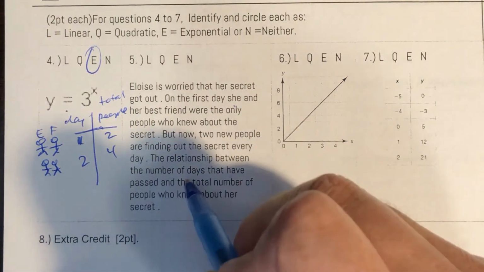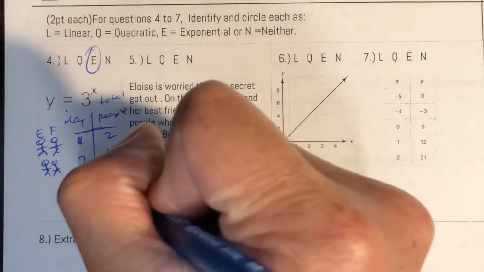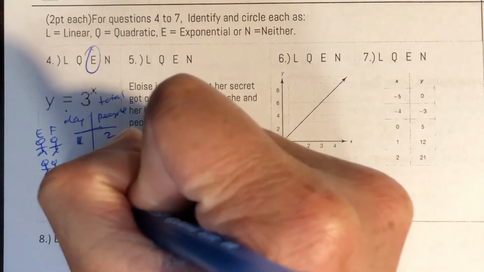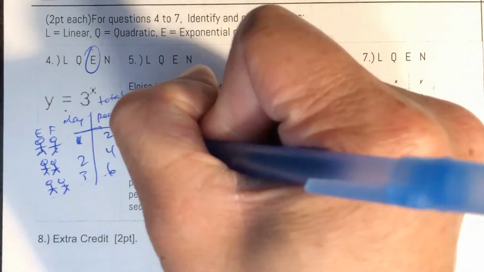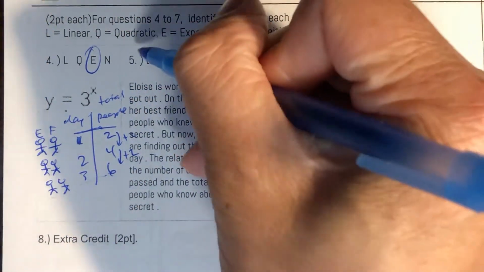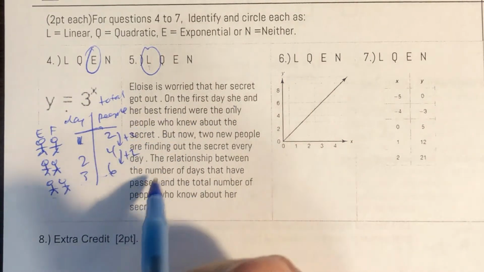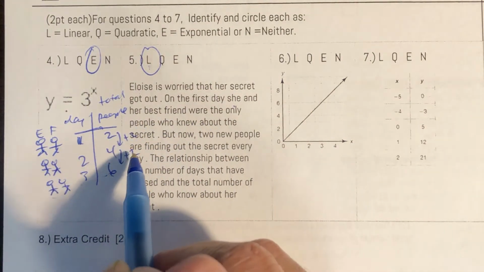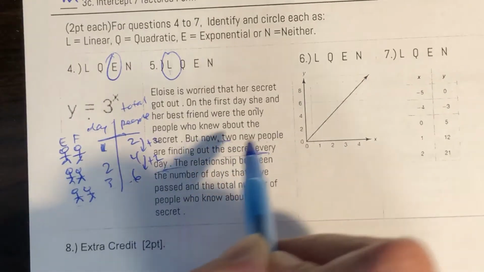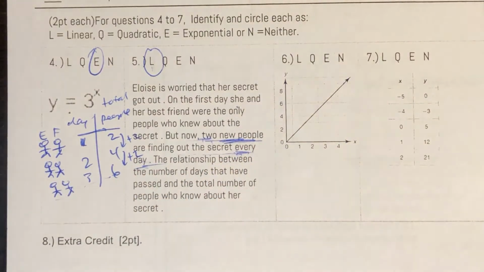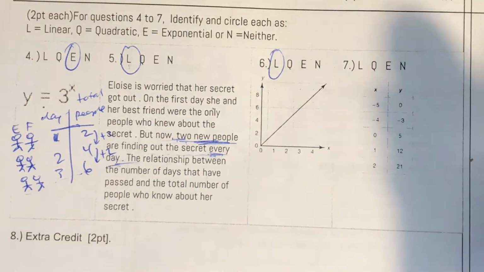The relationship between the number of days that have passed and the total number of people who know about her secret. So day 3, 2 new people find out every day, so that'll be a total of 6, right? 2, 4, 6. So 3 becomes 6. You'll notice you're adding 2 here, which is the first common difference, so it's linear. Another way you know it's linear is because it says 2 new people are finding out the secret every day. So 2 new people every day. Number 6, this is a line, so that would be linear.